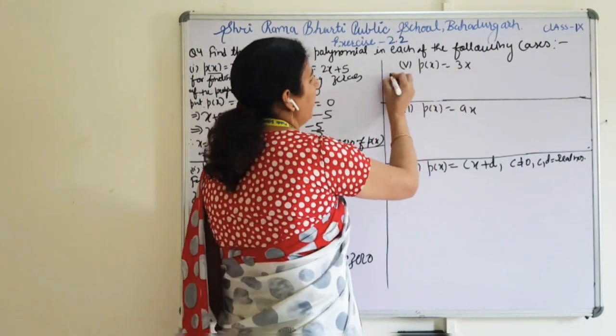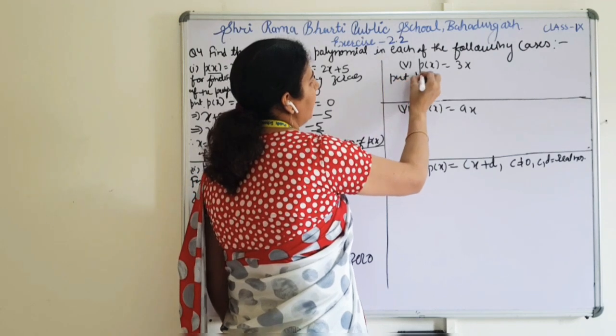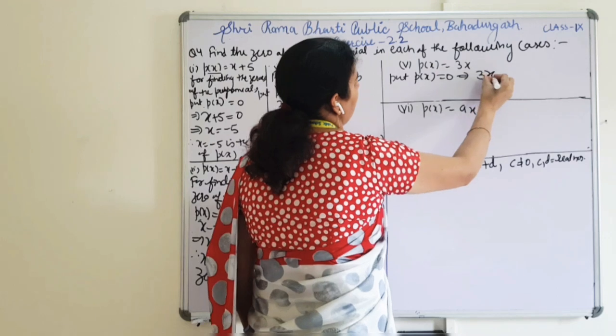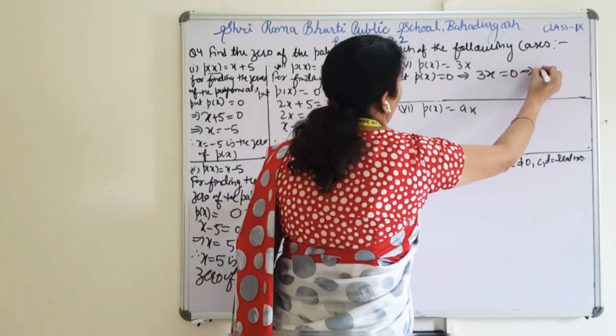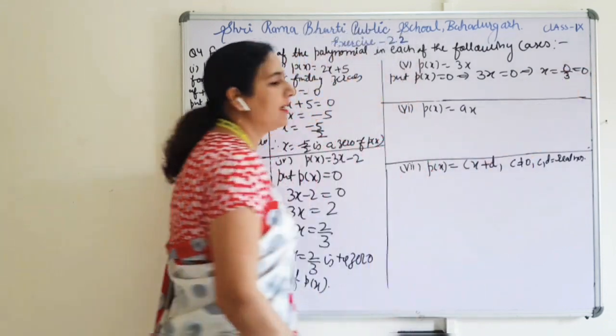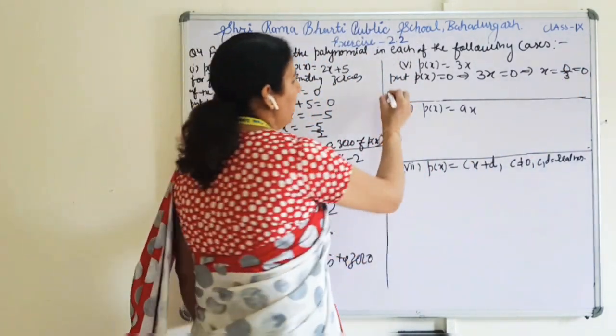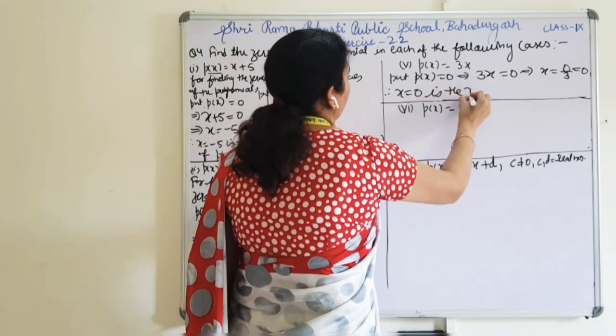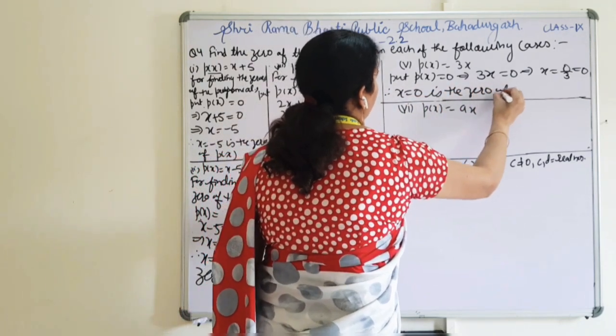Next is the fifth part. Px is equal to 3x. So, you just put Px is equal to 0. Now, what is the value of Px? 3x is equal to 0. Now, what is the value of x? 0 upon 3. We all know that 0 upon 3 is 0. Therefore, x is equal to 0 is the 0 of Px.